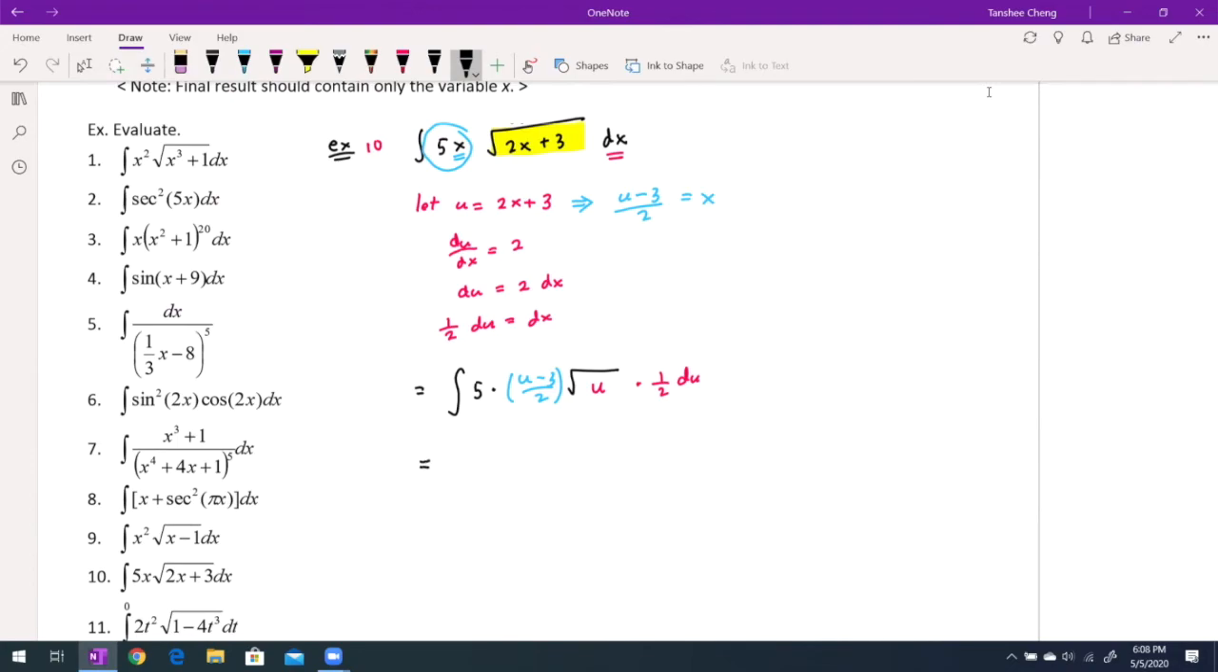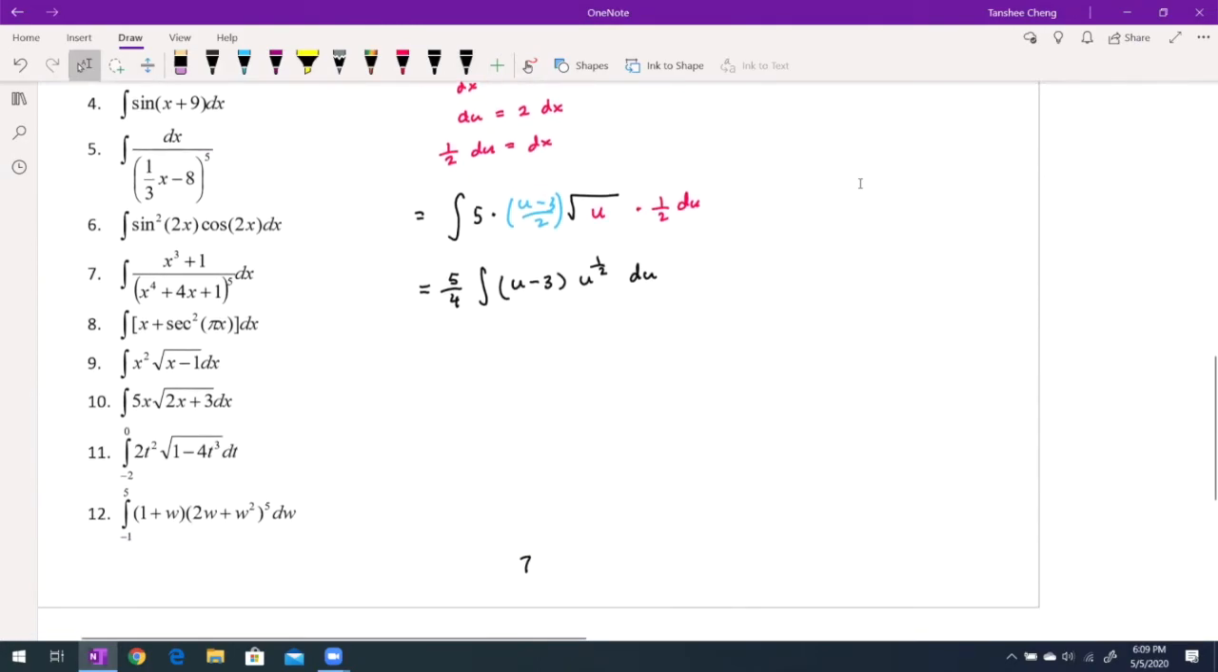So now, what I'm going to do is rewrite this, right? 1/2 times 1/2 is 1/4, so it will be 5/4 integral of u minus 3 times u to the 1/2 power du. So this will help us simplify a little bit further. That will become, distributing it, u to the 3/2 power minus 3 times u to the 1/2 power, and du.